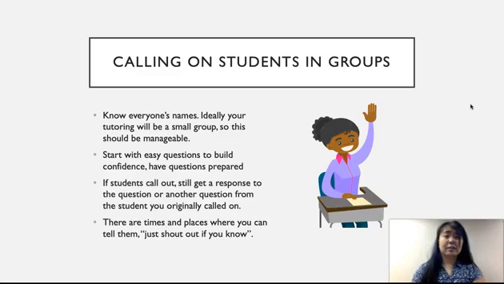And then calling on students in groups, this is more specifically if you have a small group, and our limit for small groups is no more than 6 per group. But this is also, again, important for a classroom setting.